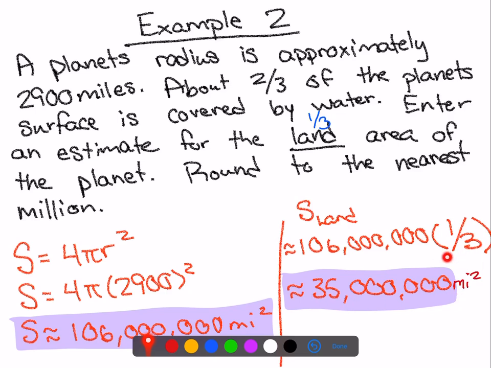So again, I'm just multiplying by however much land there is. If 2/3 is water, that must mean that 1/3 is land.